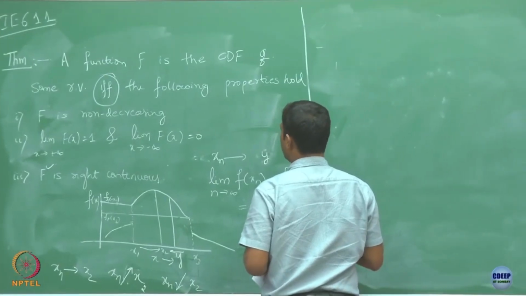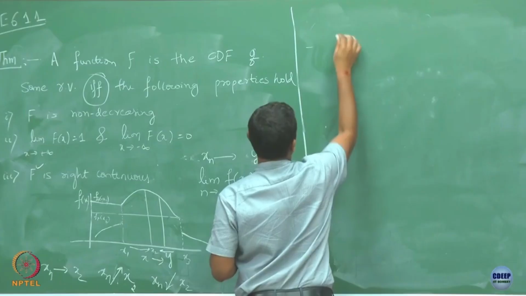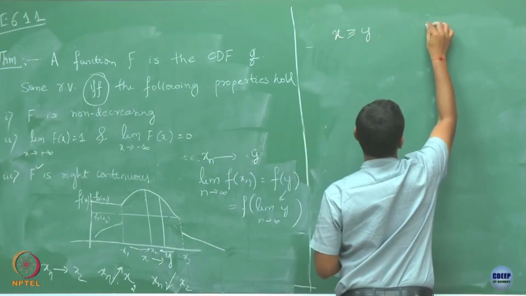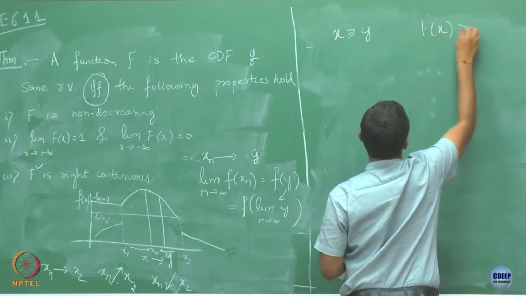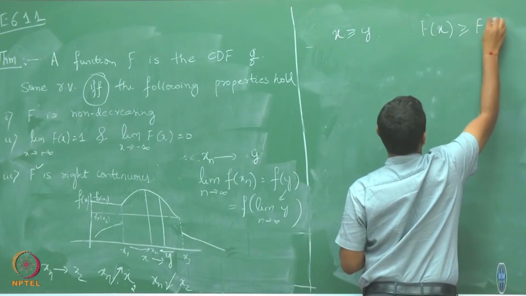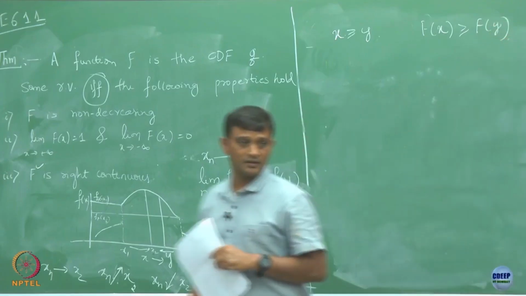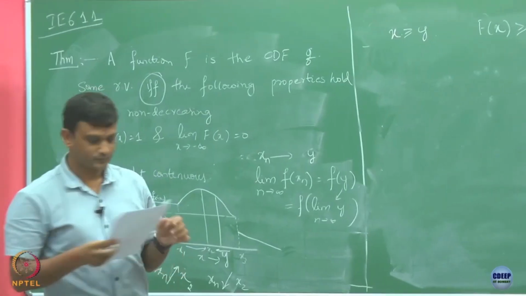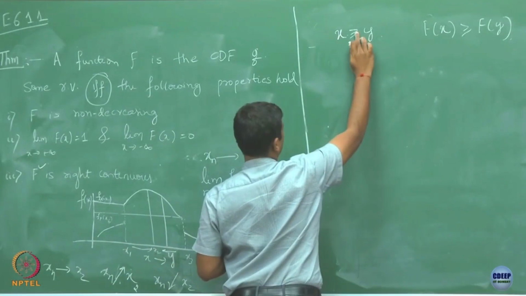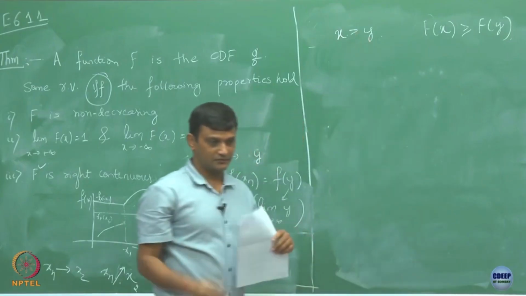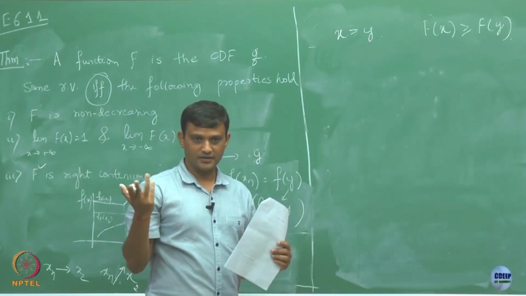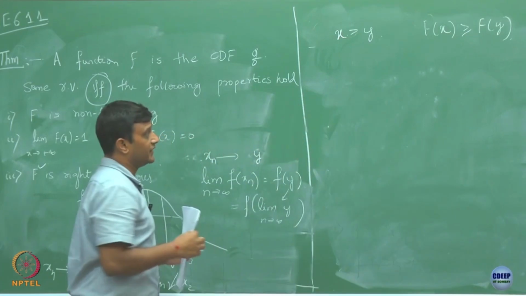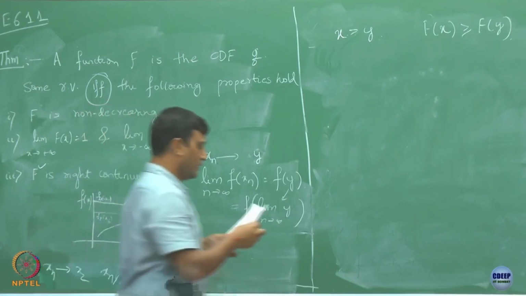How are we going to show f is non-decreasing? If we take x greater than y, then we need to show that f of x is greater than or equal to f of y. This is the meaning of f being monotonically increasing. Let's take only the case x strictly greater than y, because if x and y are the same, there is nothing to show. So we try to show that f of x is greater than or equal to f of y. How are we going to show this?